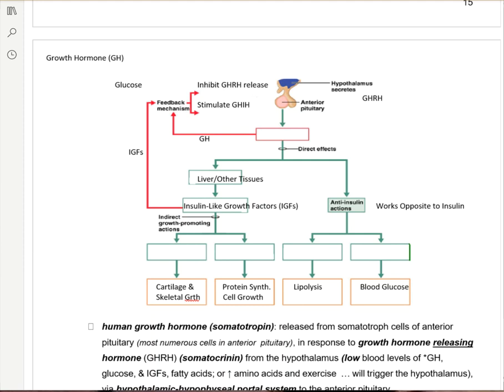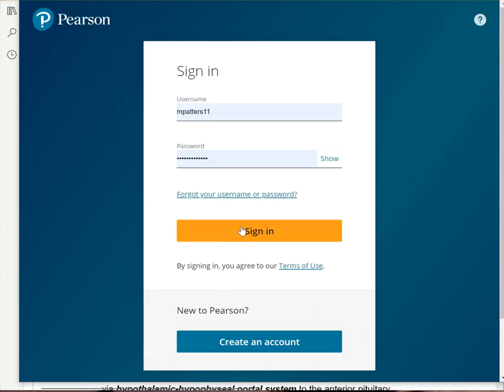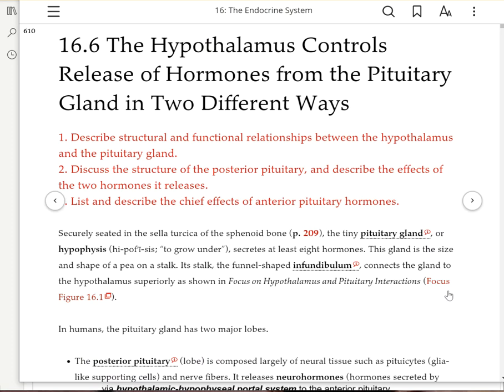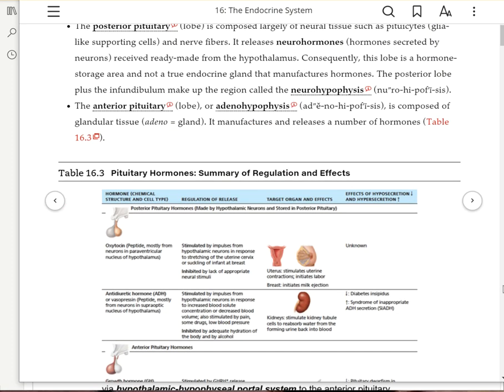So we're looking at growth hormone. One other thing is, there's a picture very similar to this on page 614 of your notes. Let's see if we can get there really quickly here. Unfortunately, the eText logs me out after a certain number of minutes, so often we're not in the right place. But here we are back in the endocrine system.